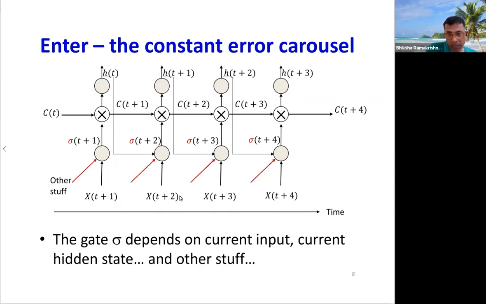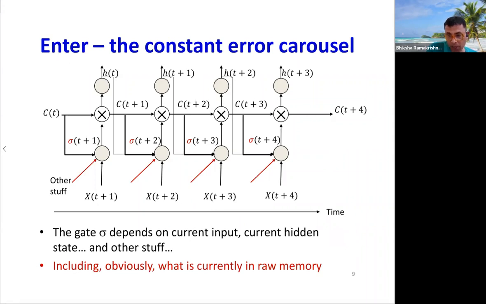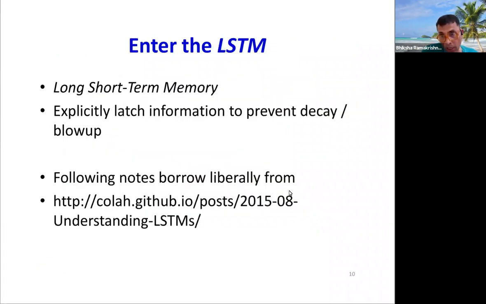And in addition, it may consider other context terms that may be useful to detect if the input contains relevant patterns that require it to modify the memory. And so this context term may also include what's in raw memory itself through this direct connection, which, as we will see in a few minutes, is called a peephole connection. So this structure over here is the basis for a model called the long short-term memory, or LSTM.